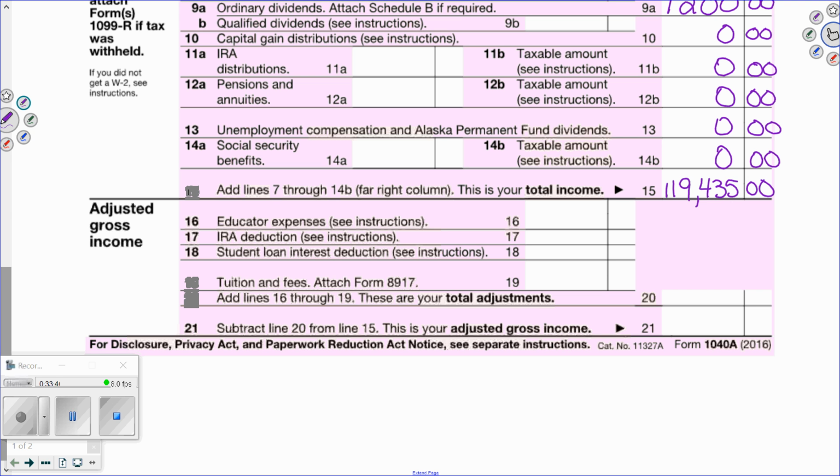IRA deductions, if you put money away for your IRAs. Student loan interest deduction, I get that every year because I have student loans. The interest that accumulates on my student loans every year, I can deduct off of here as well. Tuition and fees, so if you go to school and you pay tuition, you can deduct that. So those are just adjustments that they're not going to pull taxes off of. Okay? So we don't have any of that though, right? Nothing. 0. All right, and then it says subtract line 20 from line 15. It's easy math right there. $119,435.